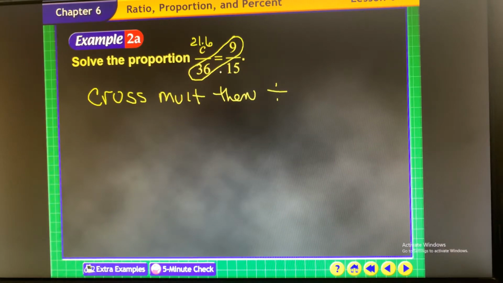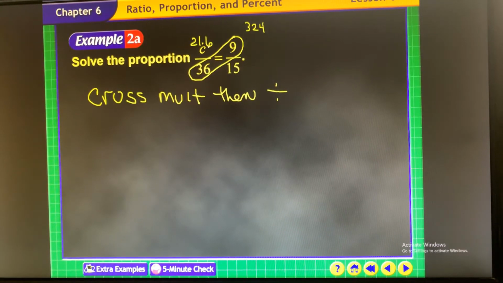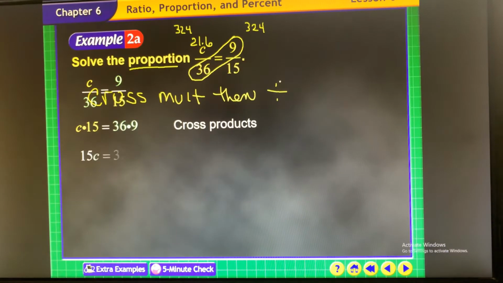And you can double check it, because if you do 36 times 9, you get 324. And if you do 15 times 21 6/10, you get 324. So you know you did it right if you cross multiply and you get a proportionate answer, because it's already telling you that they're equal and proportionate. So again, just cross multiply and divide and you'll have your answer.